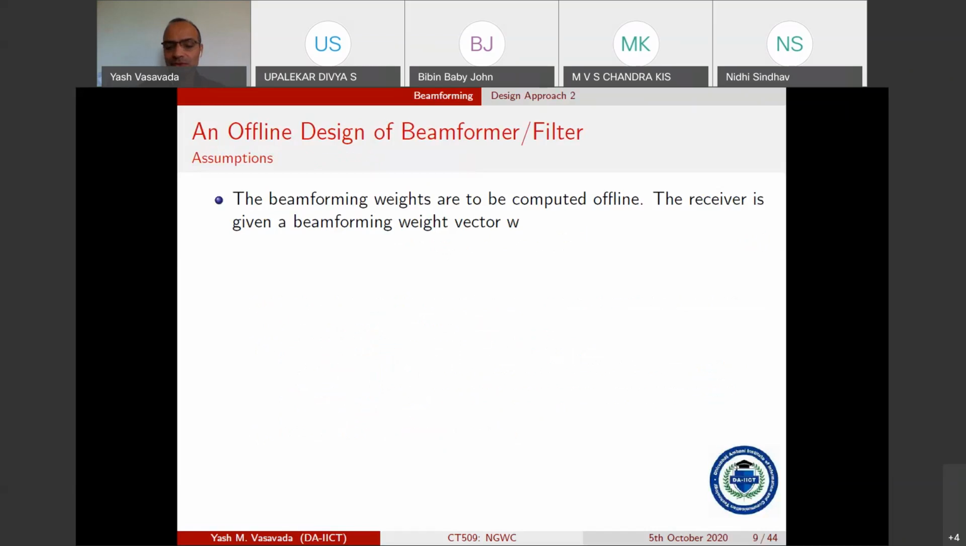Now, we also saw that the same beamforming problem can be defined in an alternate manner, where what we are interested in is defining the vector W of beamforming coefficients instead of estimating the symbols directly. It is almost to be thought of as a kind of a priori computation of the beamforming weight vector, and then using that weight vector to do real-time beamforming.